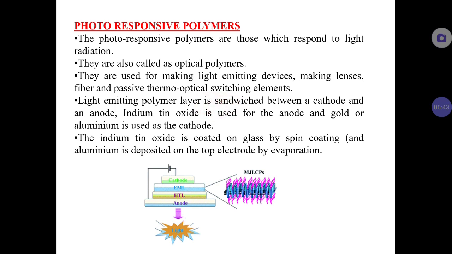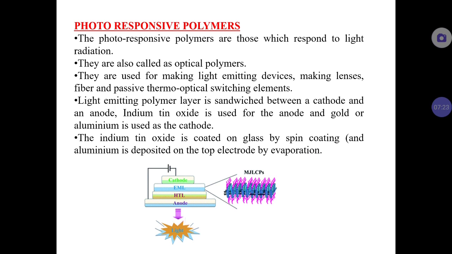For such a purpose, to act as a light emitting diode, the material is sandwiched between a cathode and anode. Indium tin oxide is used as the anode, and gold or aluminum is preferred as the cathode. These layers can be made either by spin coating or by evaporation techniques. The aluminum is generally deposited by evaporation, and the indium tin oxide by spin coating.